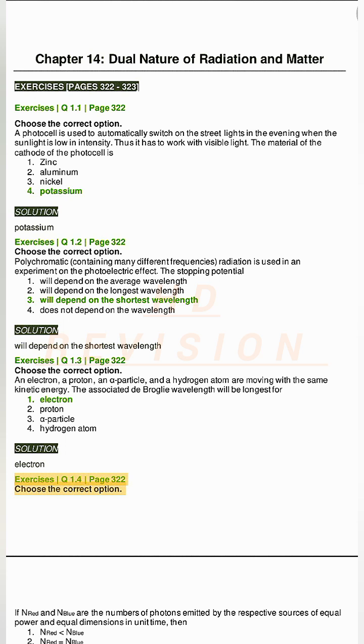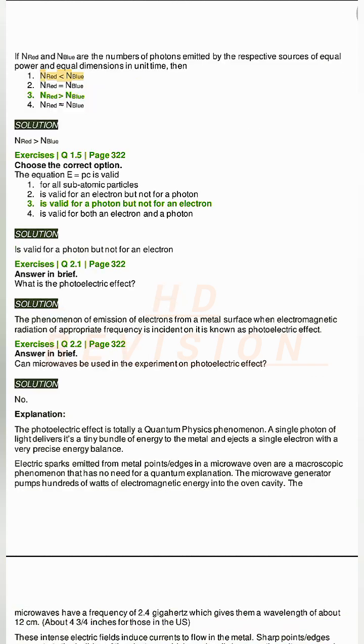Exercises Q1.4, page 322. Choose the correct option. If n red and n blue are the numbers of photons emitted by the respective sources of equal power and equal dimensions in unit time, then: 1. n red less than n blue, 2. n red equals n blue, 3. n red greater than n blue, 4. n red approximately equals n blue. Solution: n red greater than n blue.